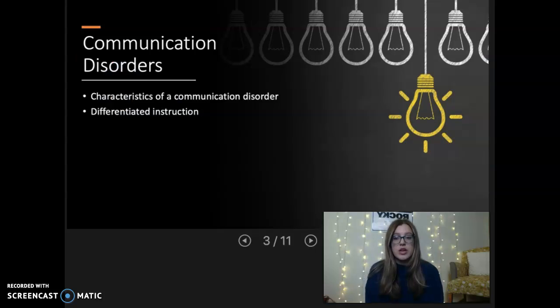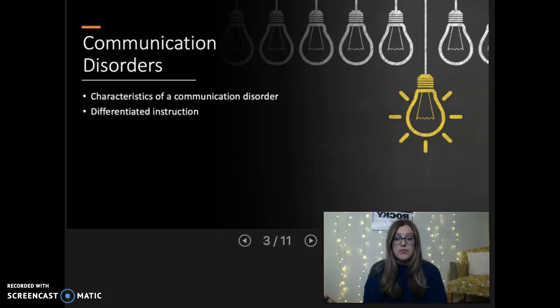The next is communication disorders. A communication disorder is any disorder that affects an individual's ability to comprehend, detect, or apply language and speech to engage in communication effectively with others. This can range from simple sound substitutions like a lisp or a stutter to the inability to understand their native language.